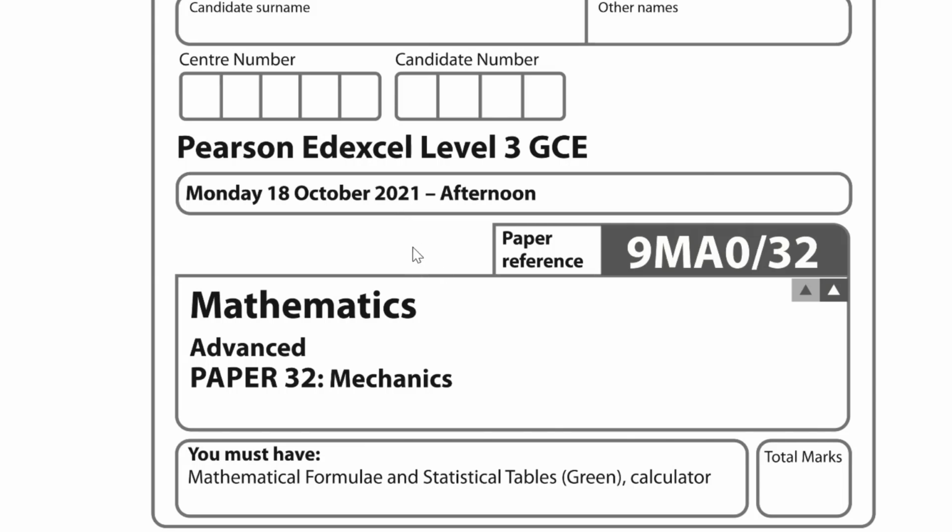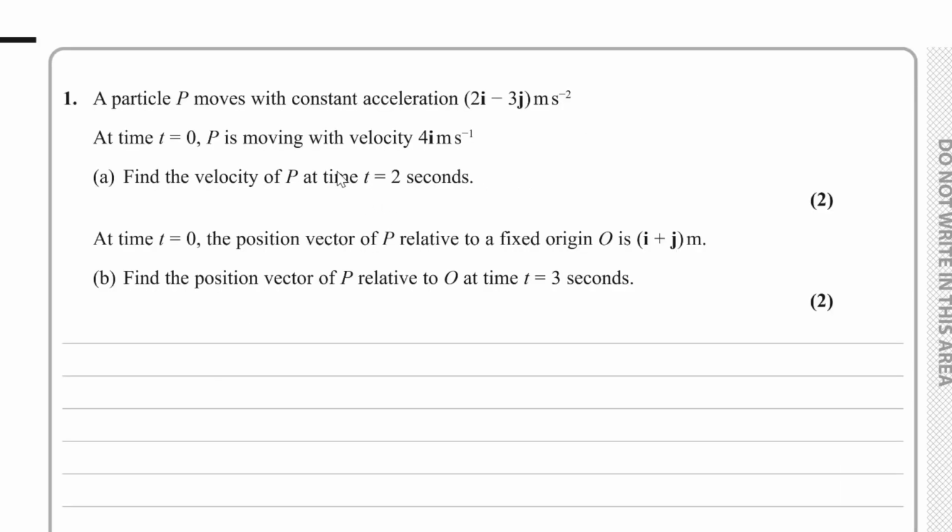This is the EdExcel A-Level Maths Paper 3, covering the Mechanics section, and it's from the 2021 series. Question number 1. A particle P moves with constant acceleration 2i minus 3j meters per second squared. At time t equals 0, P is moving with velocity 4i meters per second. For part A, we have to find the velocity of P at time t equals 2 seconds.